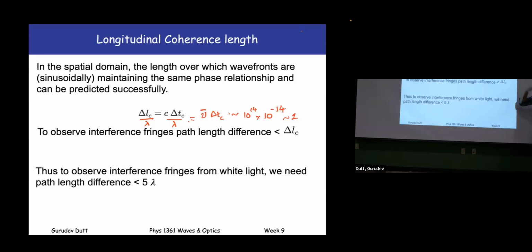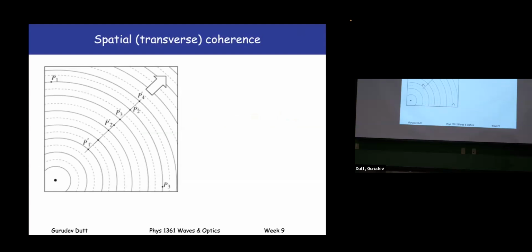Even though this is a length and that's a time, they mean the same thing because one is related to the other. But now I'm going to introduce a new type of coherence. I'll explain that on the next slide, but any questions so far? Because this is a very important concept for interference. So now I introduce the concept of spatial coherence.